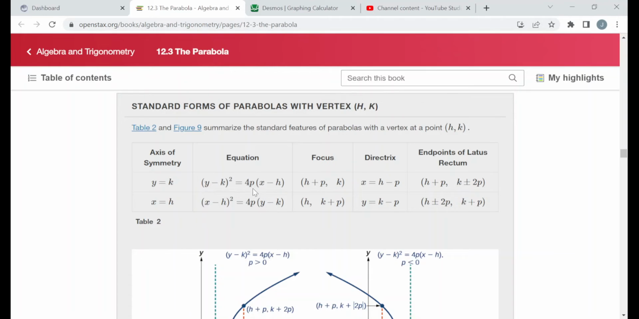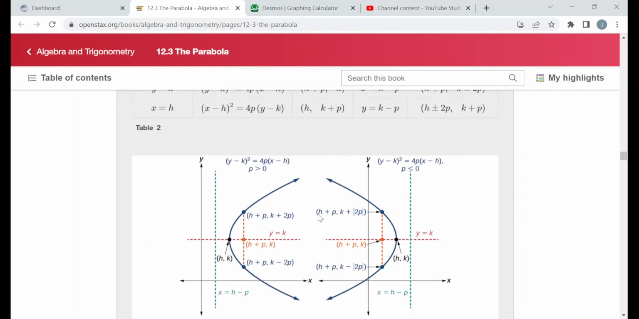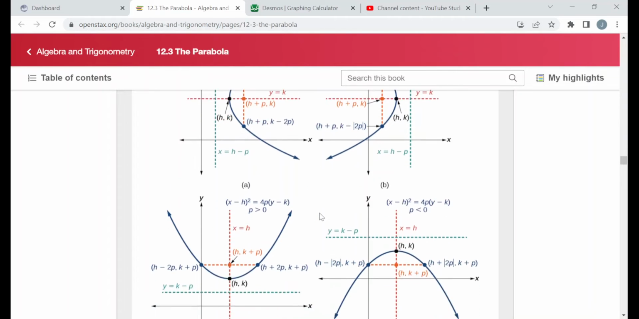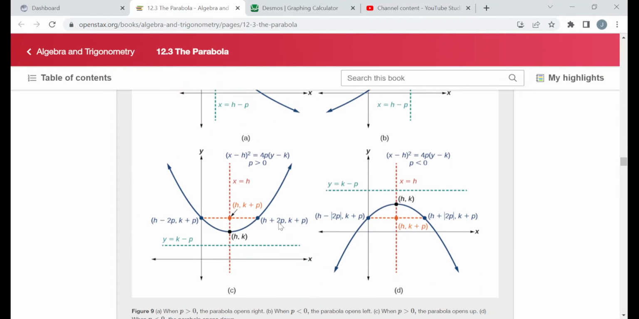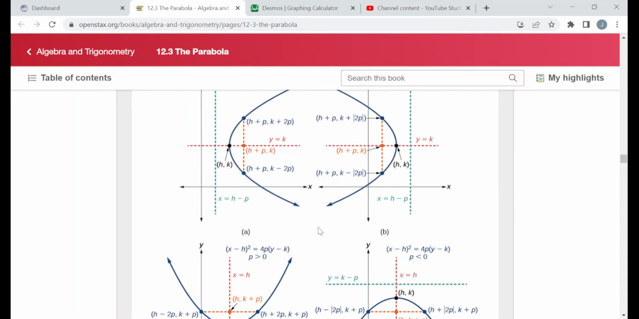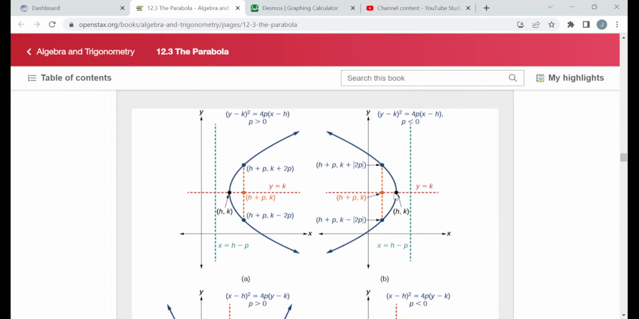And the vertex will be at the point (h, k), and when you know the value of p, that'll tell you how to get to the focus, right? The focus will also be on the axis of symmetry, as you see in all these pictures. The focus is on the axis of symmetry. The value of p will tell you which way to travel from the vertex to get to the focus. And the distance from the vertex to the focus is the same as the distance from the vertex to the directrix.